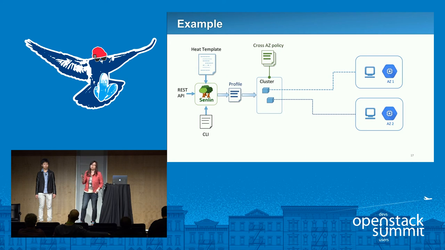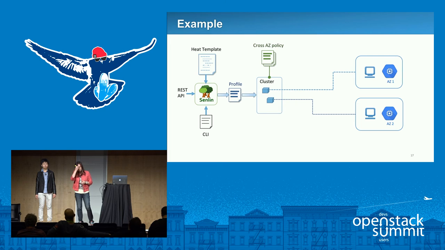After all this conceptual introduction, here I'm trying to give some examples of how to use all these functions. There are three ways to consume all the functions. The first one is, of course, the command line, and Senlin has a very good client and command line support.